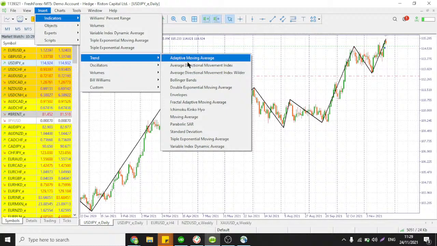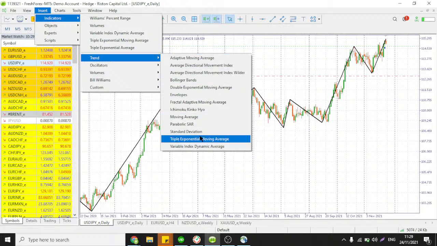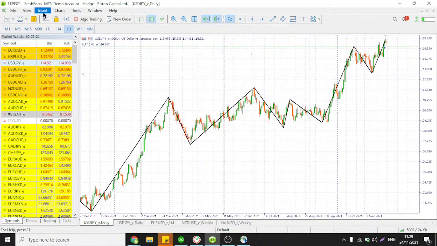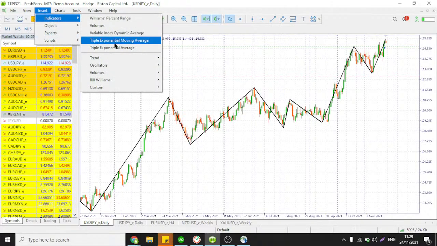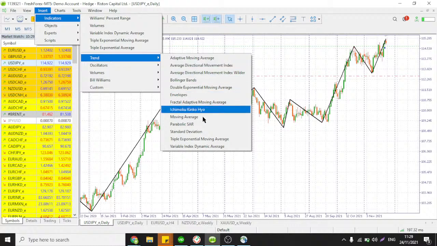All these indicators you're seeing here, from the adaptive moving average to the average directional movement index, are trend indicators, which means when you attach any of them on a chart, they help you establish where the trend is headed. You can get them from insert, indicators, then trend, and you'll get the entire list. These are all the indicators which show you exactly where the trend is headed.